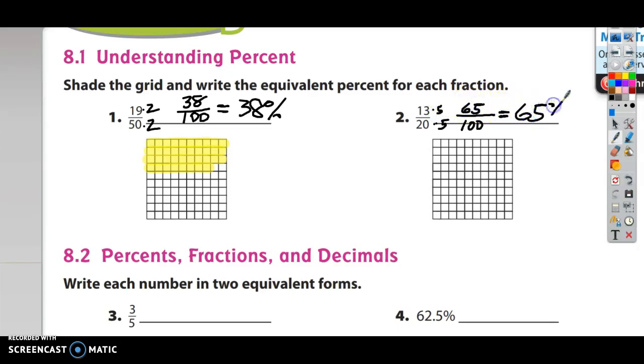And we're going to shade 65 squares. So that's going to be 6 rows and then 5 singles. 65 hundredths is 65%. Okay, moving on.